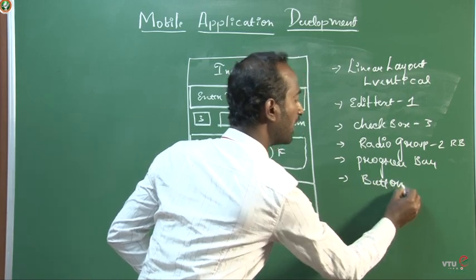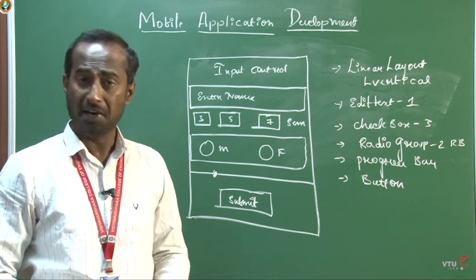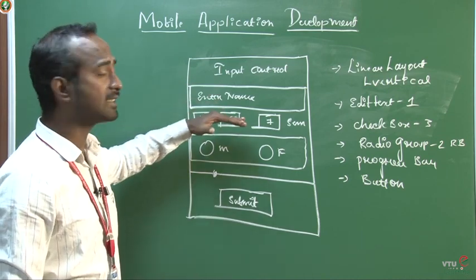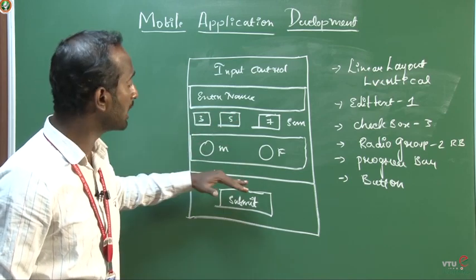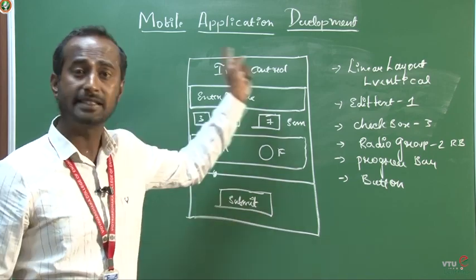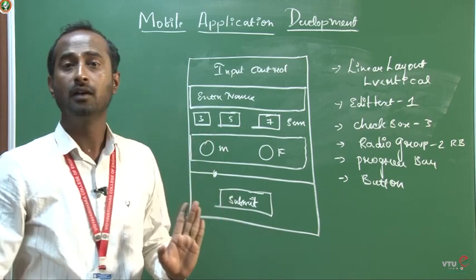So how I'm going to handle these input controls here is that I'm going to use event handling. How it works: firstly I'm going to enter the name, next I'm going to select the checkbox as a semester, next I'm going to select the gender, and I'm going to give the progress, and I'm going to click on submit. What are all the details that I have entered in this application should appear in the form of a toast message.